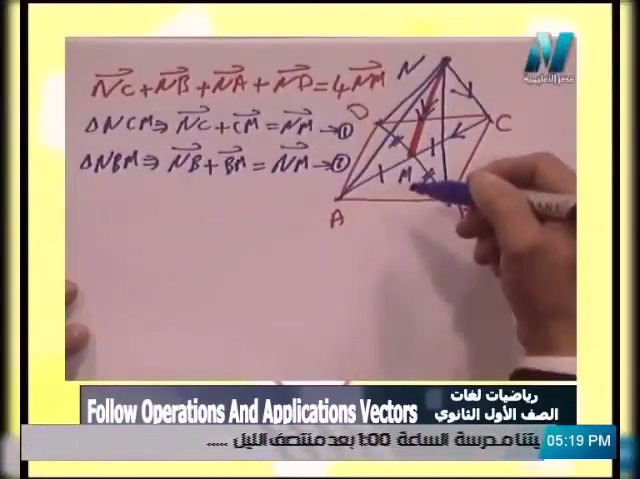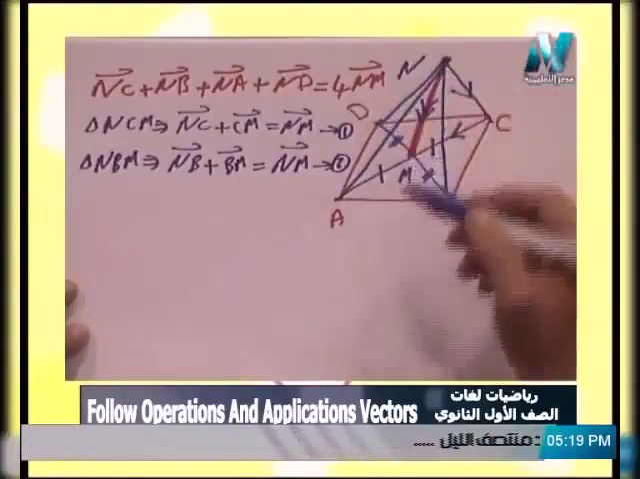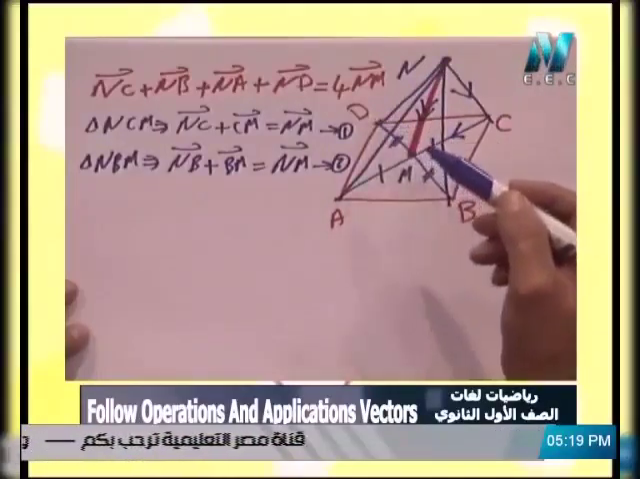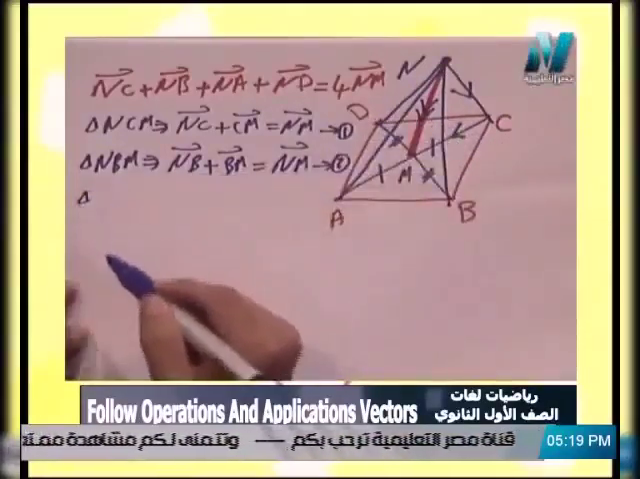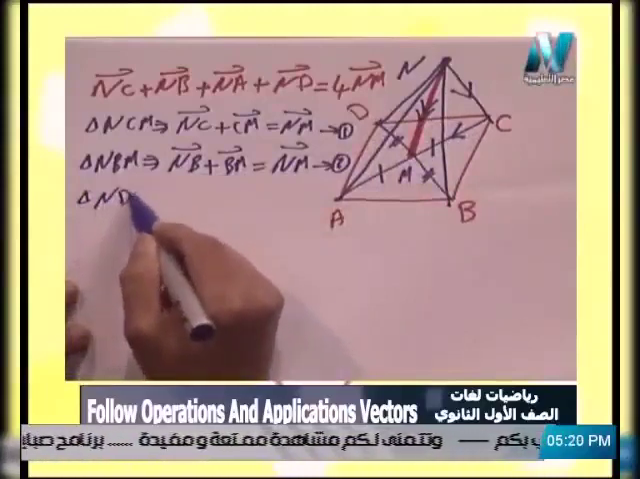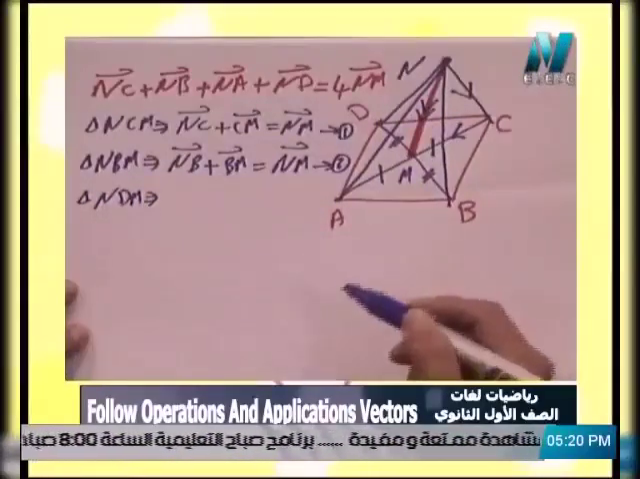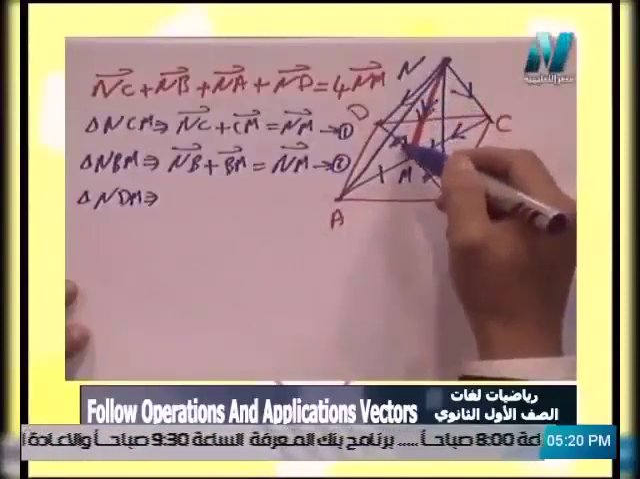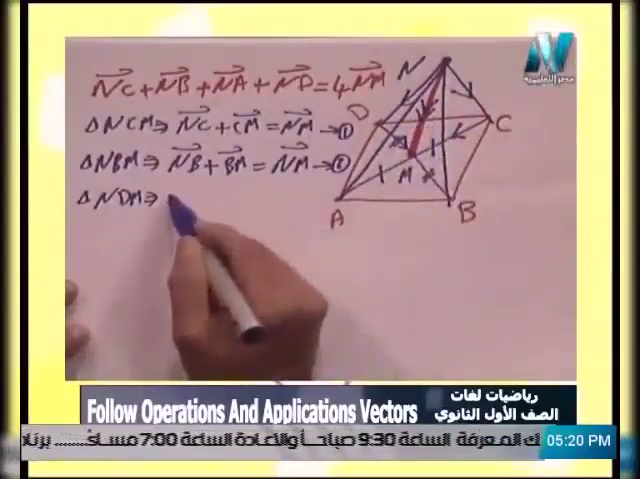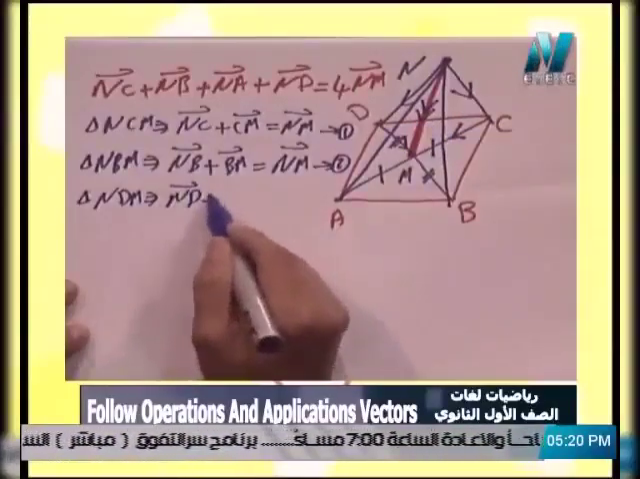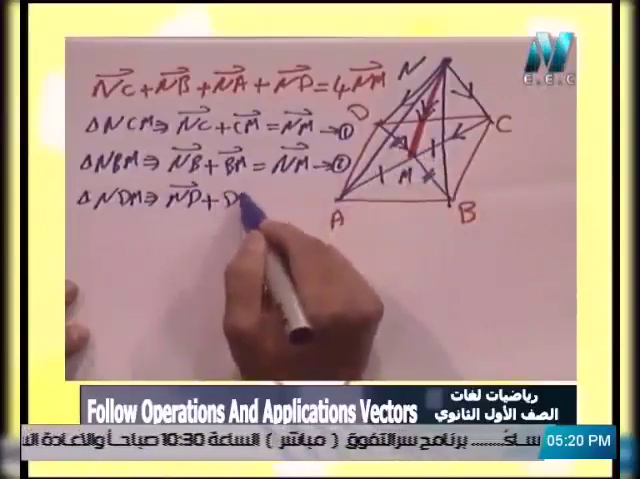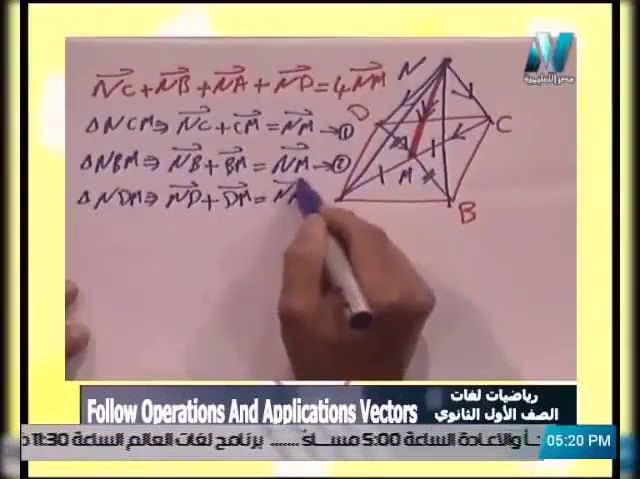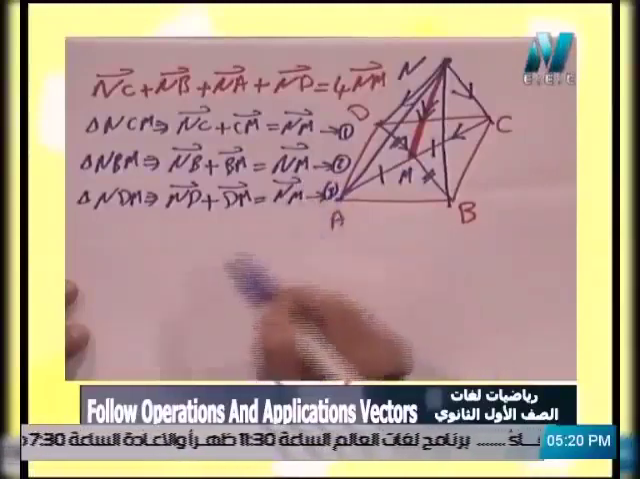And we will choose another triangle, NDM. Why NDM? Because we will have DM also. So by choosing triangle NDM, we will have the vector ND plus the vector DM equals the vector NM. And this is equation number 3.